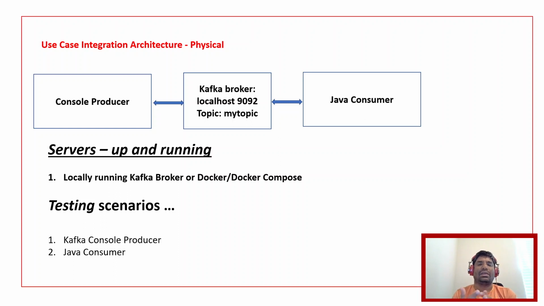As I said, if you already have a running Kafka broker, it's well and good. If not, you can bring up your local Kafka broker, or if you want to implement it through Docker or Docker Compose, you need to have the respective software, use it, and then bring up Kafka. For the testing scenarios, as I said, we use the console producer and a Java consumer for looking at the data.